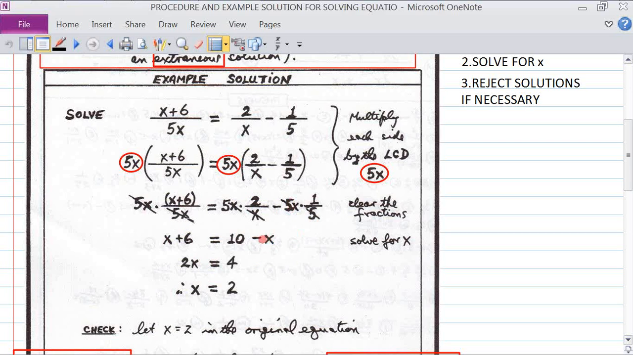Okay, so when I transpose the minus x from the left to the right, I add it here and get 2x. Transpose the plus 6 from the left to the right, and I get 4, and x equals 2.